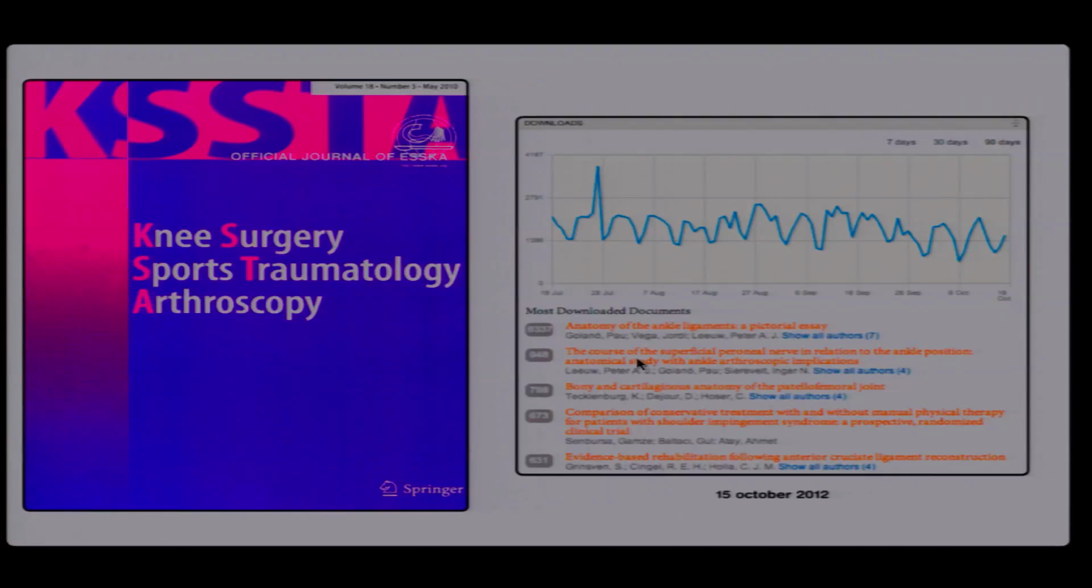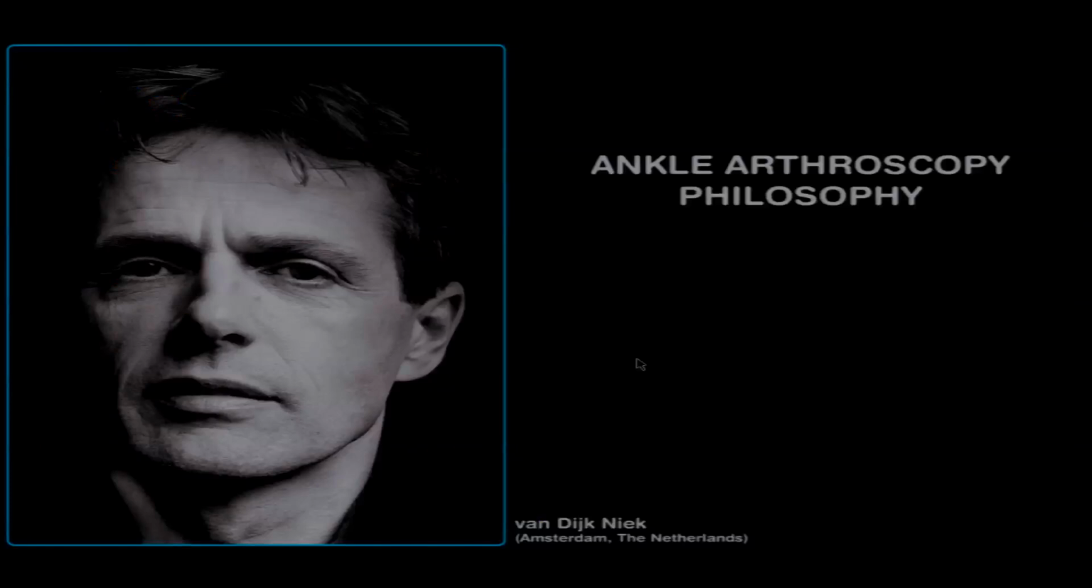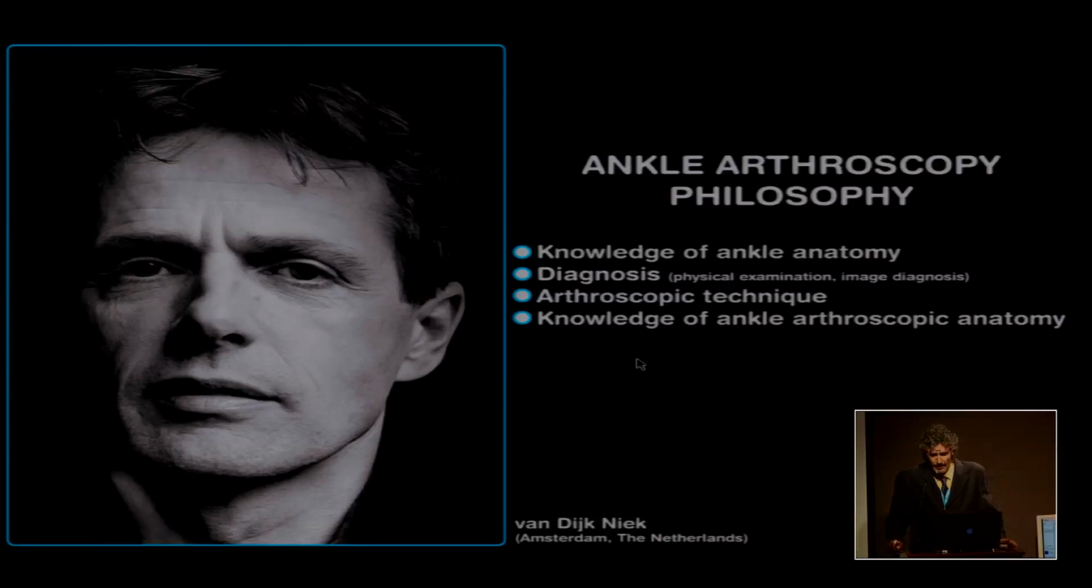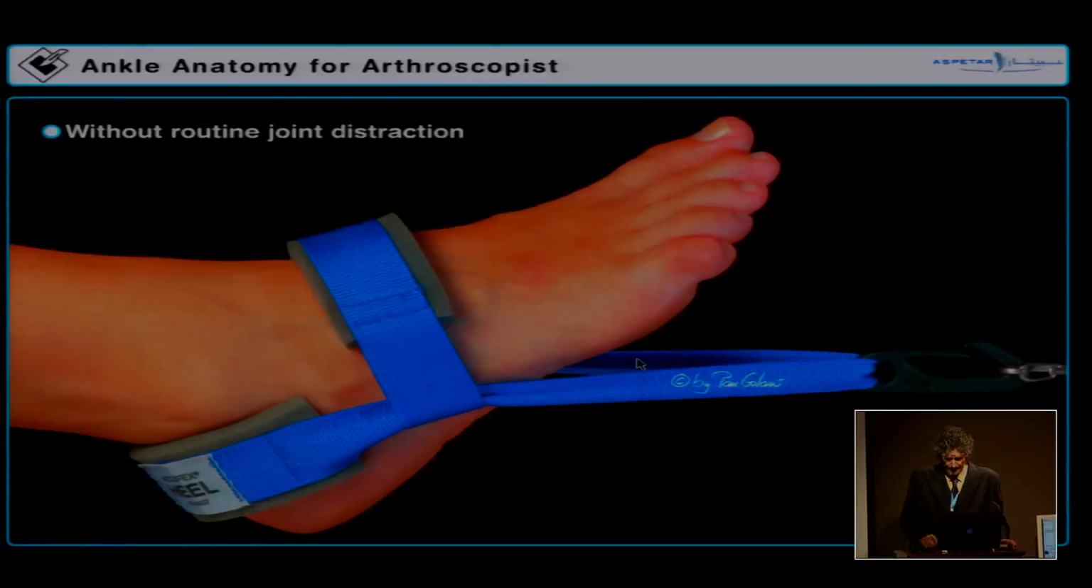The importance of anatomy is evident if we note that our work in the KSTA is the most downloaded work in the journal. The anatomy, I think, is very important. But today I would like to show what I call the ankle arthroscopy philosophy of Professor Van Dijk. This philosophy includes knowledge of ankle anatomy, of course, diagnosis, arthroscopic technique, and knowledge of ankle arthroscopy anatomy.